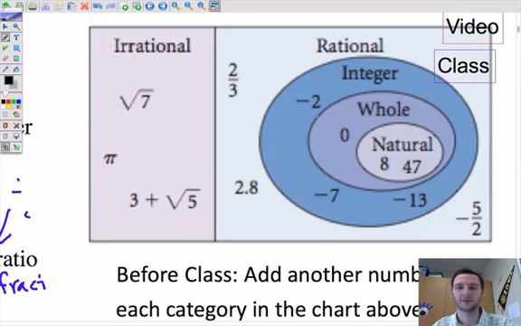The rest of this just shows you the different groups. So again, natural is our smallest group of numbers. Whole numbers are all the natural numbers, but this time including 0. The integers include all the whole numbers, except now we've got some negatives in there. And then the rational numbers are all numbers that you could ever write as a fraction, including all the integers, all the whole numbers, all the natural numbers.